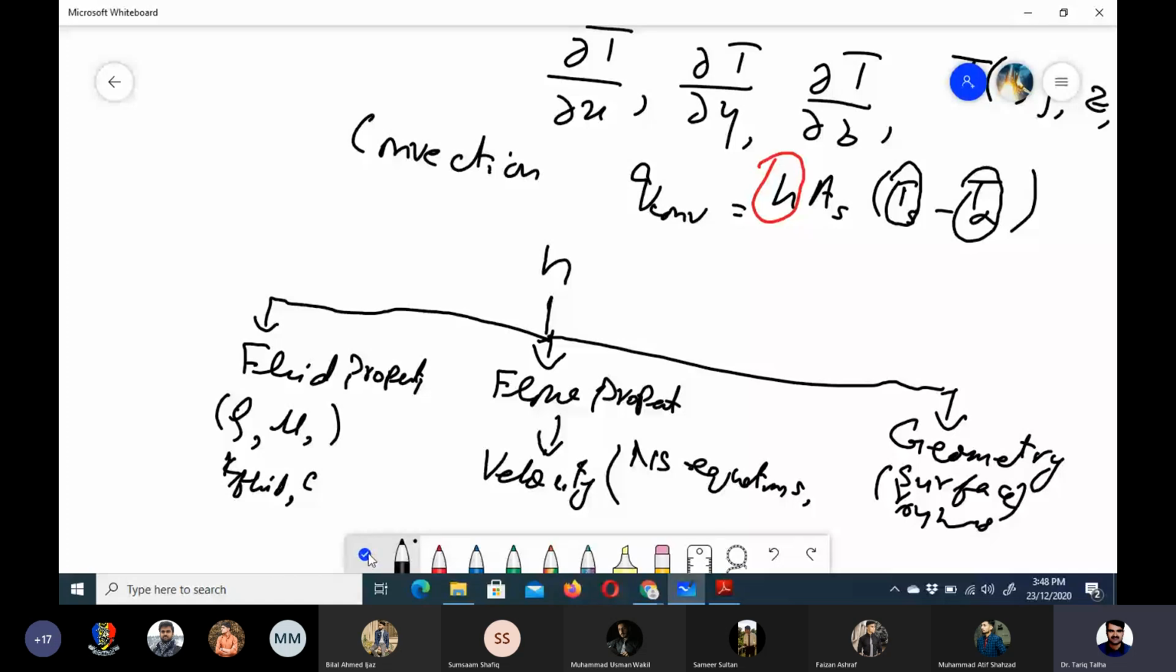Then we would have external forced convection in the next chapter.